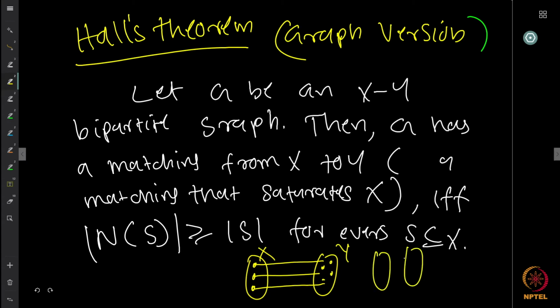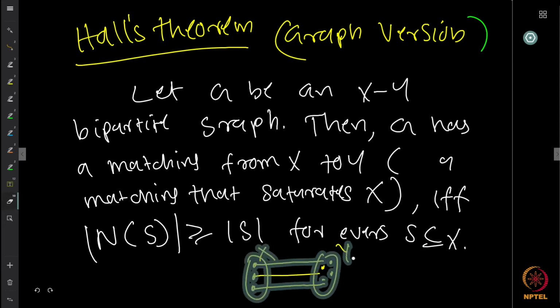On the other hand, you can also have a matching which saturates Y. For example, like this. These are matching edges which saturate Y, but not X, because X has more vertices, and therefore I cannot saturate X. So this is possible.